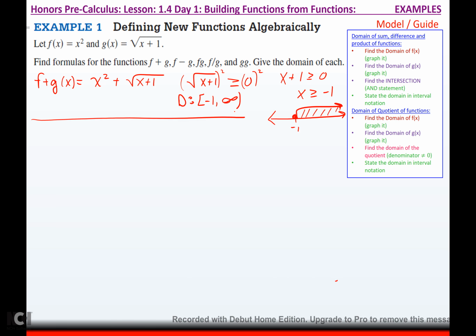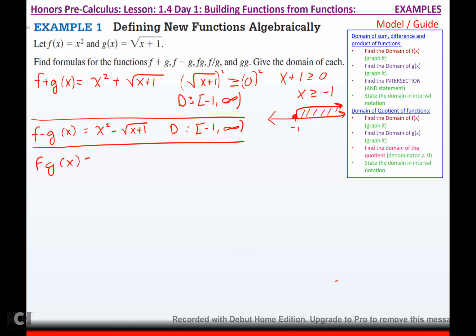There's f plus g. F minus g of x is going to be x squared minus the square root of x plus 1. Same domain because I have the same restriction, negative 1 to infinity. F times g of x would be x squared times the square root of x plus 1. Again, there's nothing I can do to simplify that. Same restriction, so my domain is negative 1 to infinity.